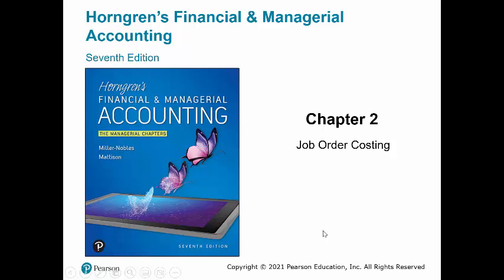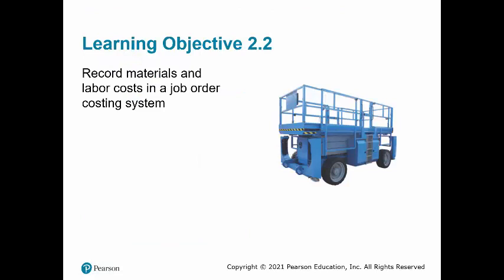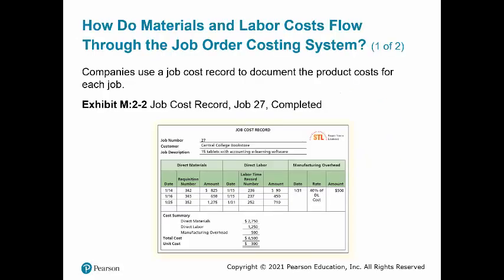This presentation is for Chapter 2, Job Order Costing. In Learning Objective 2, we are going to learn how to record materials and labor cost in a job order costing system. So how do materials and labor costs flow through the job order costing system?